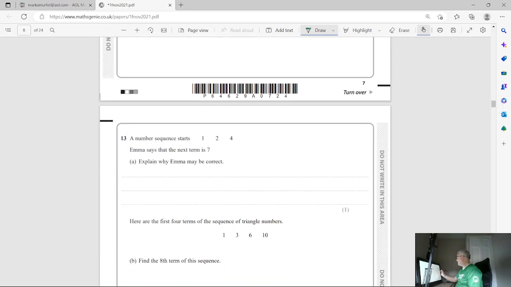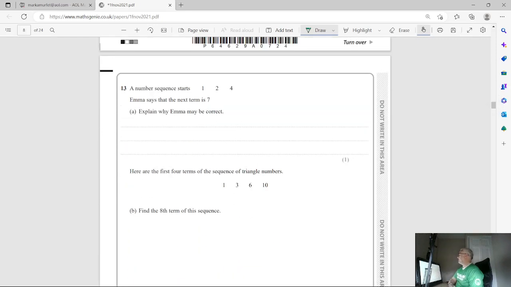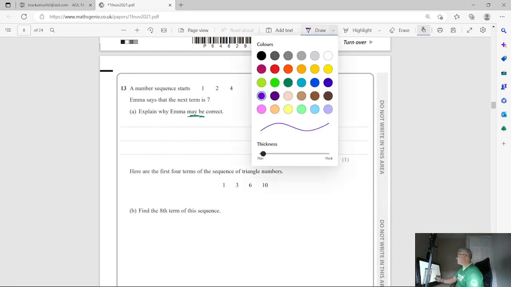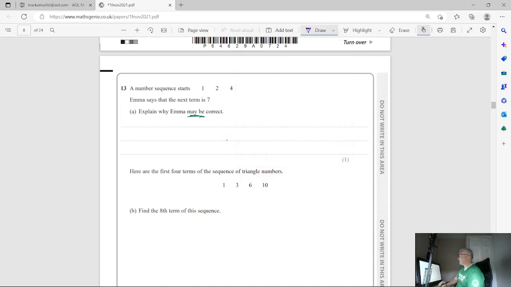Question 13. A number sequence starts 1, 2, 4. Emma says the next term is 7. Explain why Emma may be correct. So she may be correct. It doesn't mean that she is. Okay. So we've got to try and prove why she may be correct.